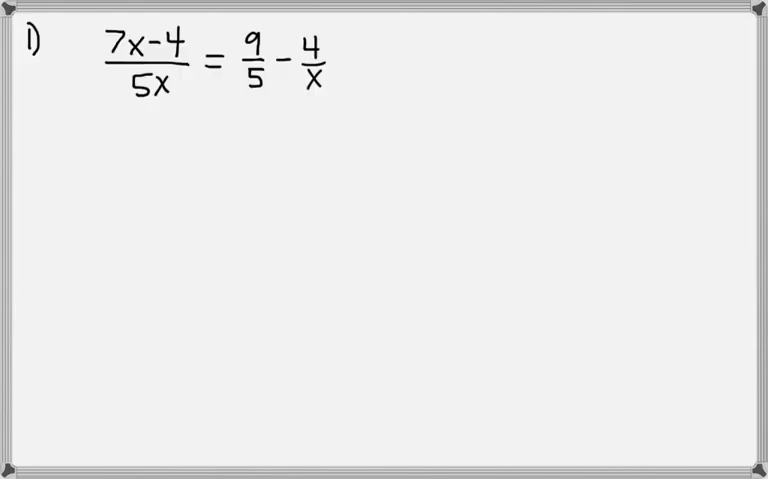Okay, so for number 1, I have 3 terms, and my LCD is going to be 5x. So I want to multiply each of these by 5x. And after I simplify, I should actually have no fractions left. So that's kind of a good check.